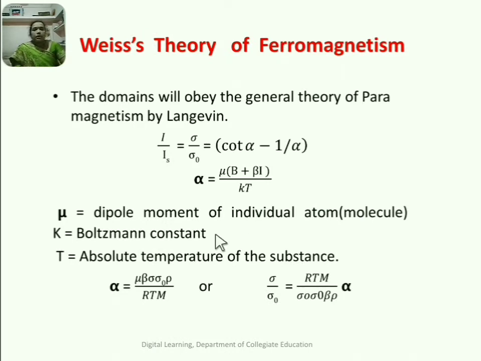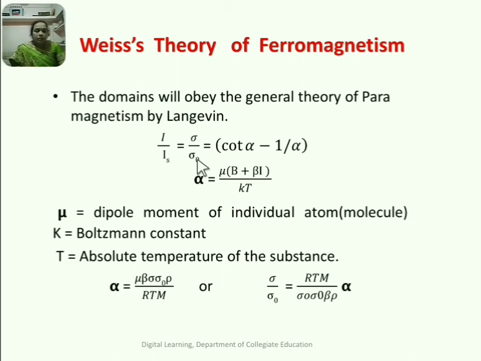Okay, see, the domains will obey the general theory of paramagnetism by Langevin. According to the Langevin theory, I by Is, the ratio of intensity of magnetization to the saturated value of intensity of magnetization, is equal to sigma by sigma naught, where sigma is the gram molecular magnetic moment and sigma naught is the saturation value of gram molecular magnetic moment.